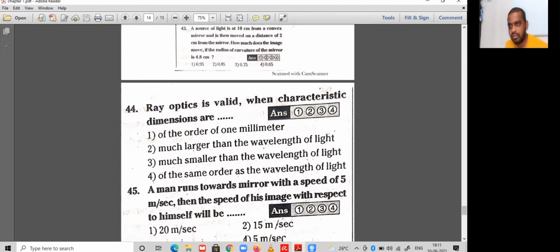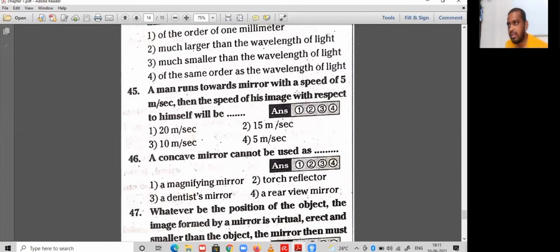Question number 45. A man runs towards the mirror with a speed of 5 meters per second. Then the speed of his image with respect to himself will be, look here, I take a plane mirror. The man is moving towards the mirror with a speed of 5 meters per second. So after 1 second, he will reach 5 meters.